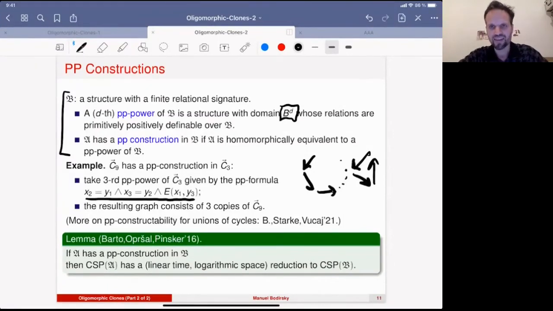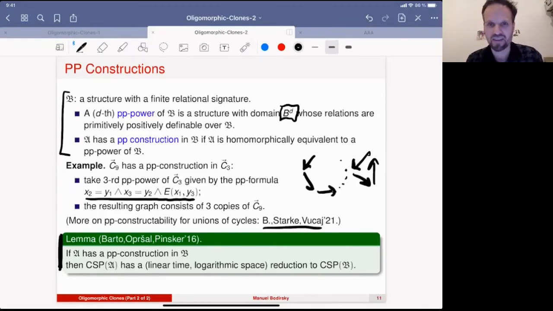So if you want to understand PP constructibility, it's very complicated in general on finite structures. But if you're interested only in when directed cycles or unions of directed cycles PP construct each other, we have a complete picture. This is some joint work with Florian Starke and Albert Bucay. It's very recent. All right, what's the motivation for the CSP that we have already seen, even in the promise CSP? This appeared in the Wonderland of Reflections paper, which is a wonderful title because it's really a wonderful tool.